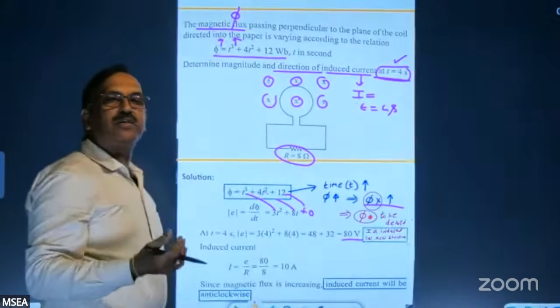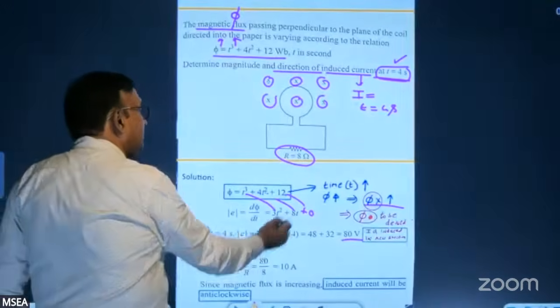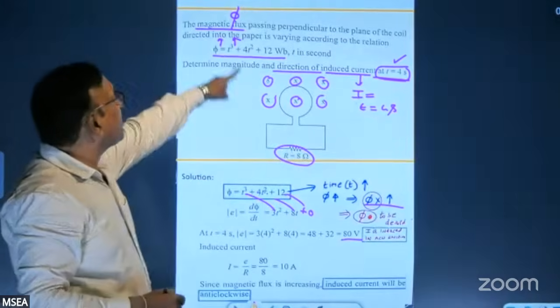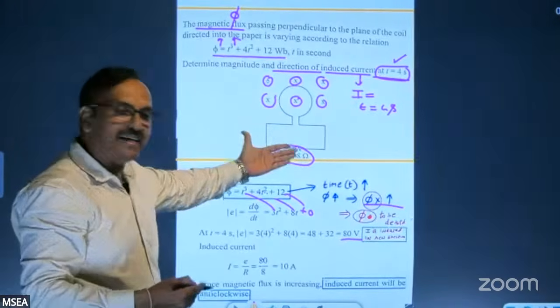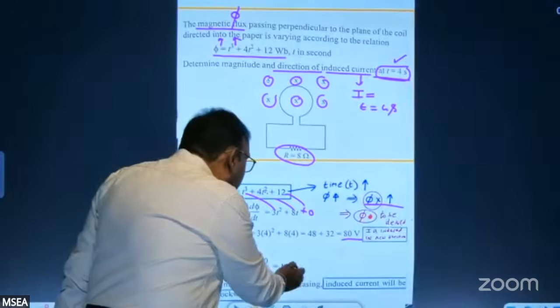Now I want to know the corresponding current. Current is EMF by resistance. EMF is 80. Just observe the resistance given in the diagram. It is not mentioned in the question part, but given in the diagram. Wherever it is, that's the data you have to use: 80 by 8, 10 ampere. So the current magnitude is 10.